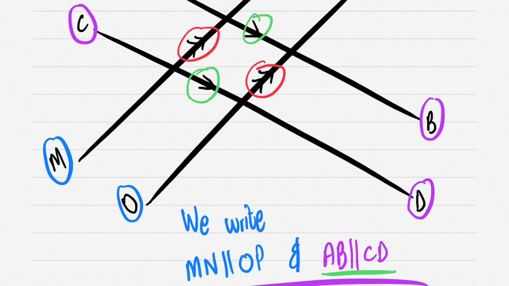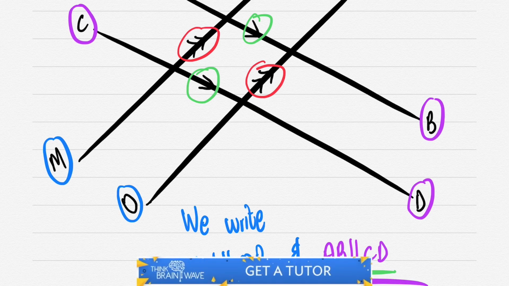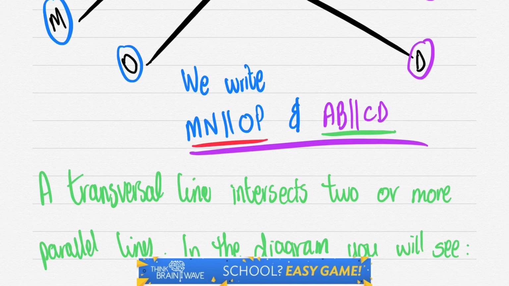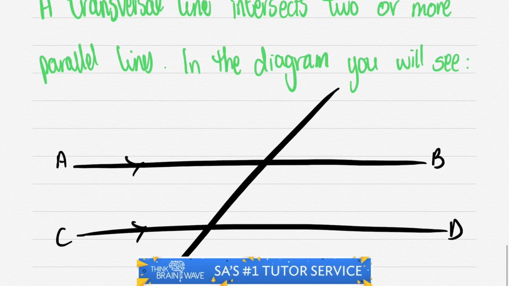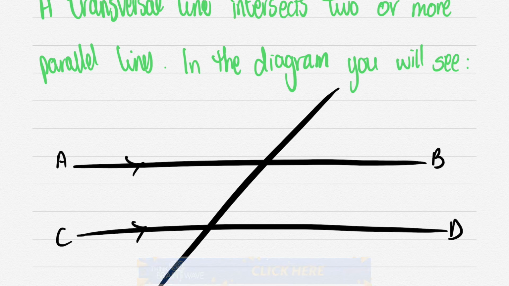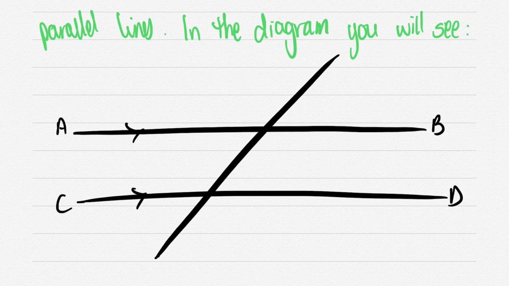As you can see below, there we have it in purple and blue just to denote the letters accordingly. Now a transversal line intersects two or more parallel lines. In the diagram below, you will see exactly what I'm talking about. Looking at AB and CD, there's a line that intersects two parallel lines. We will call this line EF, and we know that AB and CD are parallel because of the arrows that have been denoted.